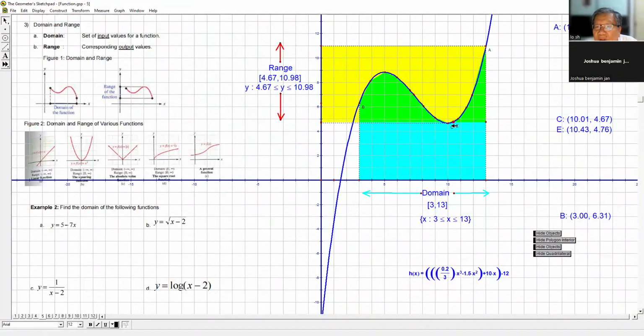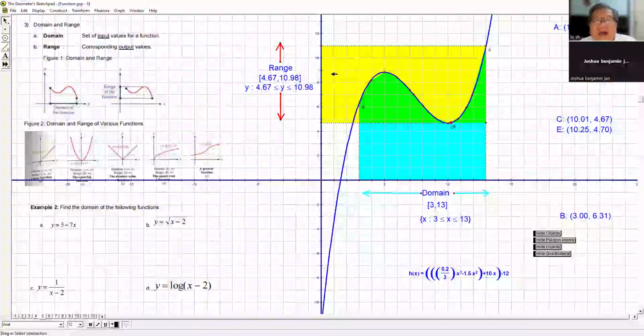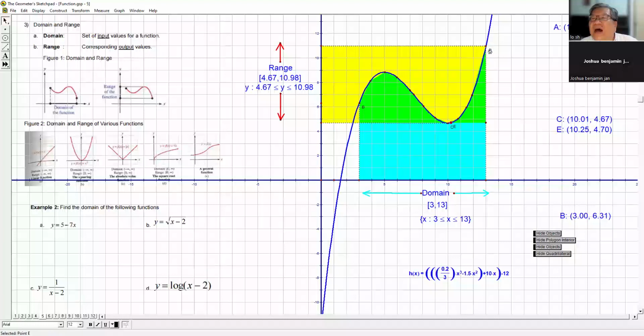You take the two extreme points from the top until the bottom. It's not from the left to right, it's from the top until the bottom. So although it starts from here, then ends from here, the lowest point is here. So the range is from here until here. Any question? No. So you can understand why the range is from 4.67, which is the lowest part of the range, until the top here, 10.98, the highest part of the range. That is the whole range.